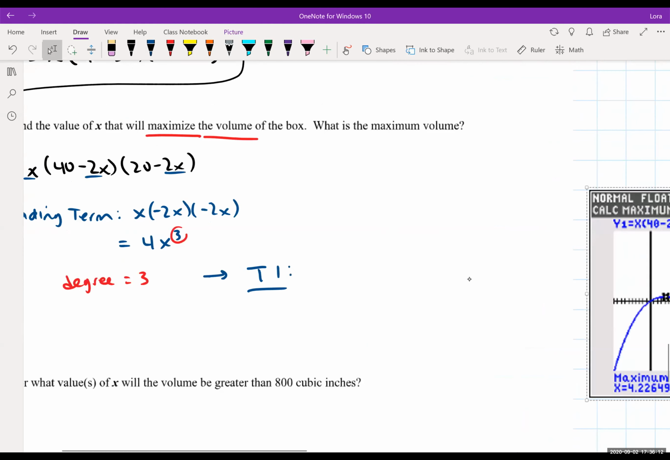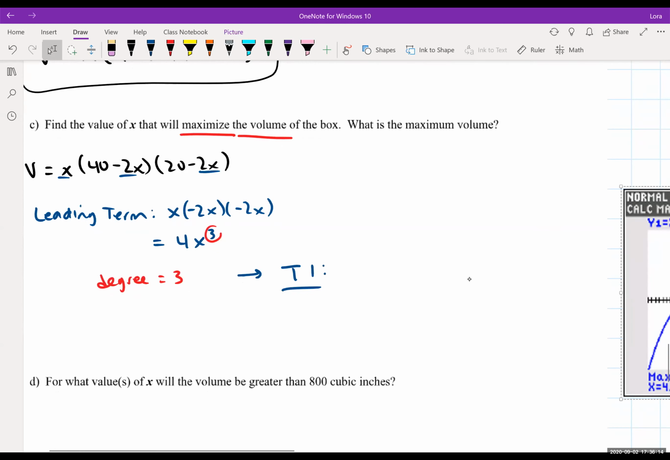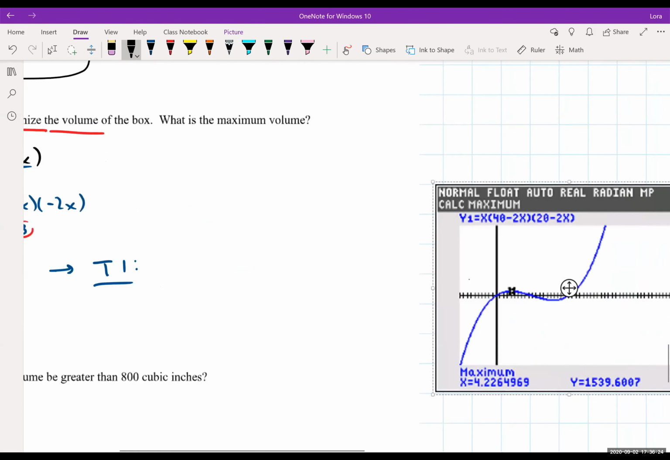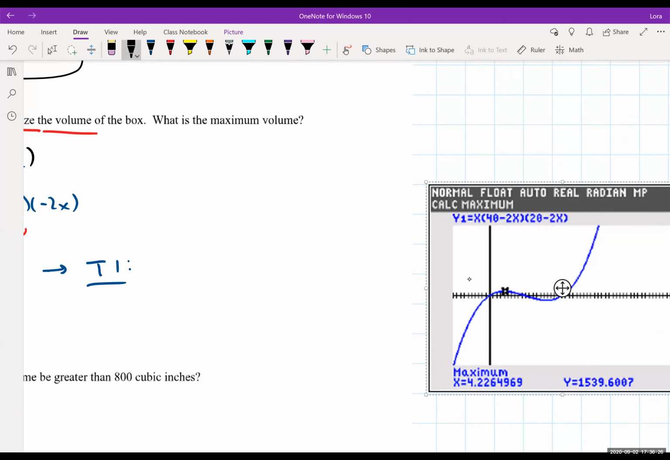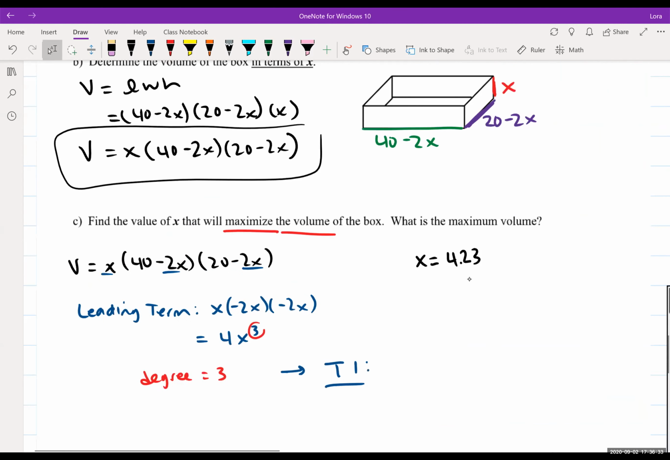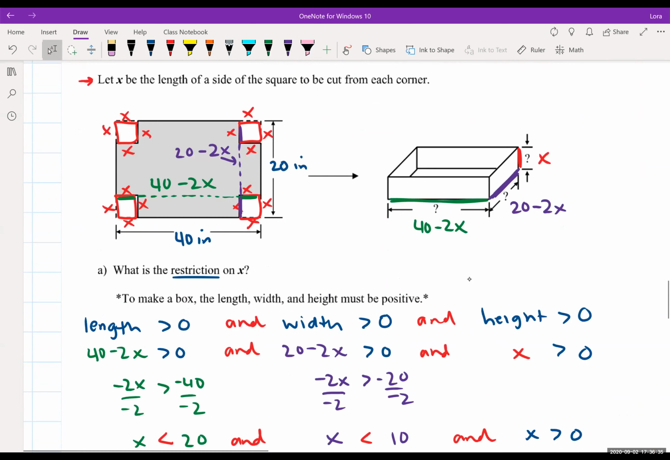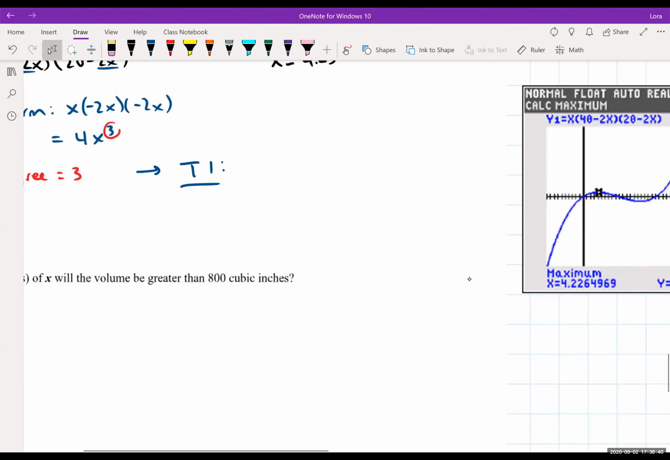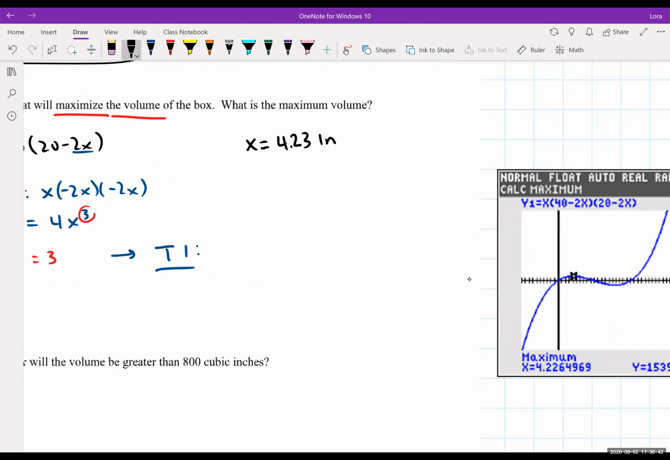So remember, you're answering a few questions here. The value of x that maximizes the volume of the box. Okay, so if we're going to answer that, that is the x value. X equals 4.23. Are we in inches or feet or centimeters? Let's double check. Inches, okay. Units can be important too, so we have to be careful. 4.23 inches maximizes the volume.